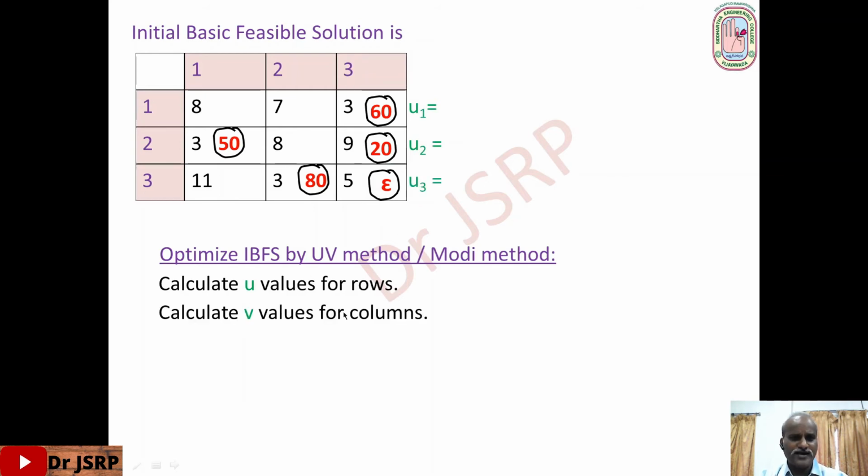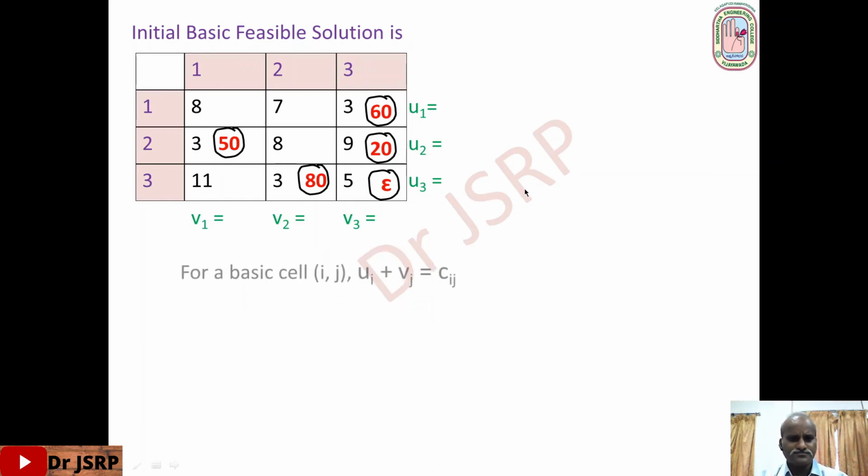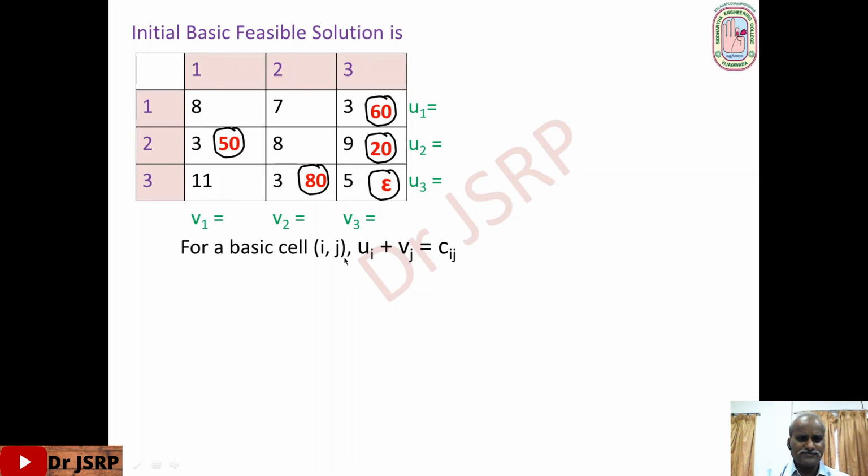Next, calculate V values for columns. For first column V1, second column V2, third column V3. So what is the relation between these three? For a basic cell i, j, the relation is corresponding U value Ui plus corresponding V value Vj equal cost of the cell Cij. So Ui plus Vj equal Cij. Okay. So we have this relation for each basic cell.